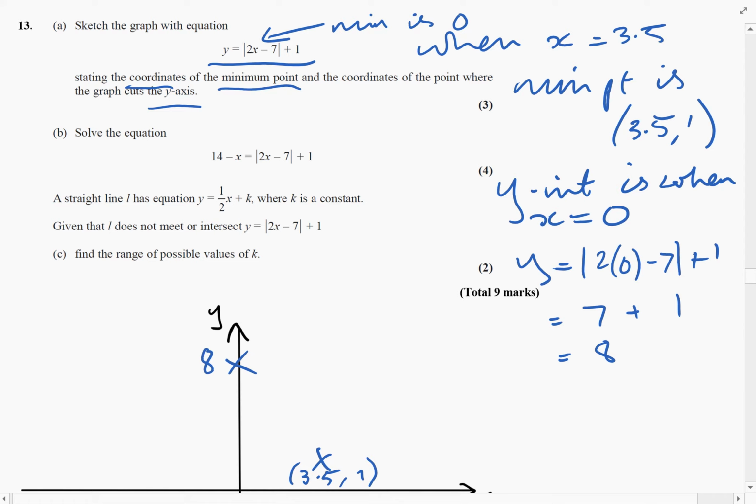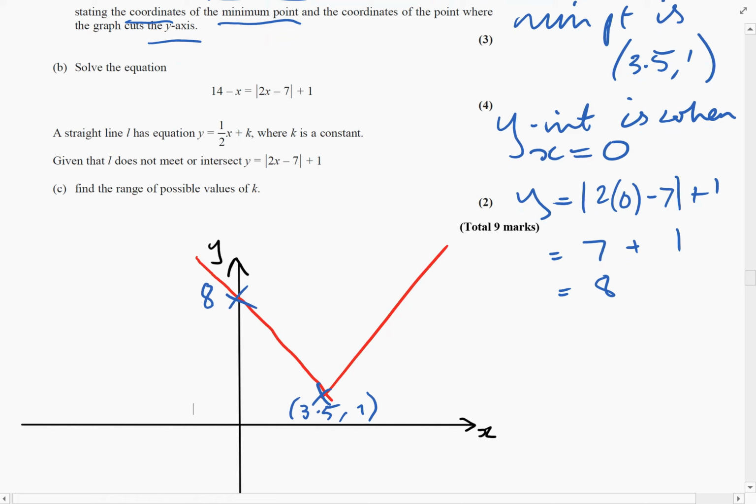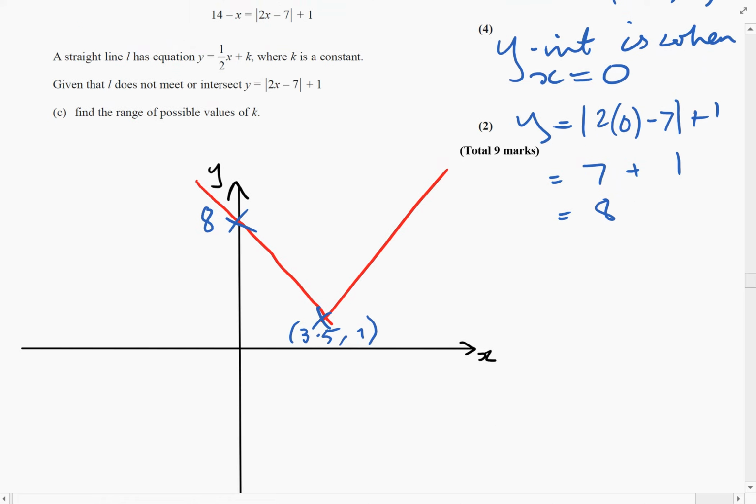So I think we've got enough information to do a sketch of the graph now. These modulus functions are usually a V shape. It's going to be a V shape because it's linear. All right, so it's going to look like that. So that's part A sketched, and we've got the important points drawn there.